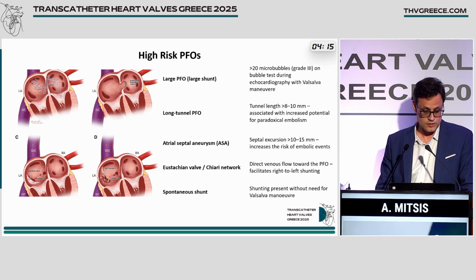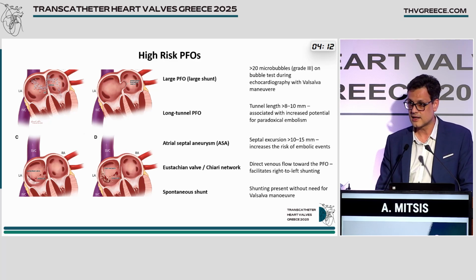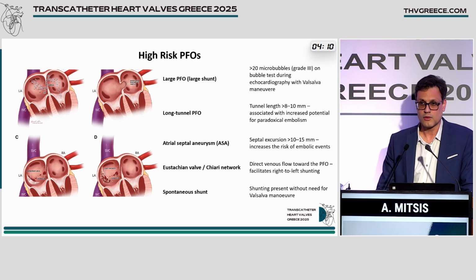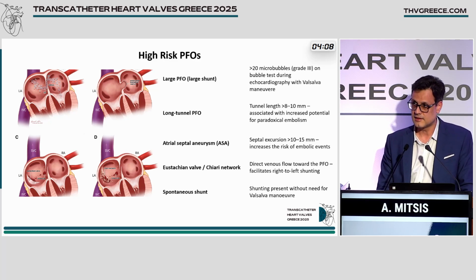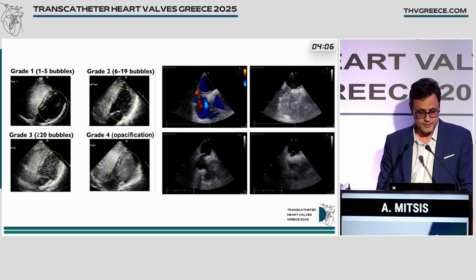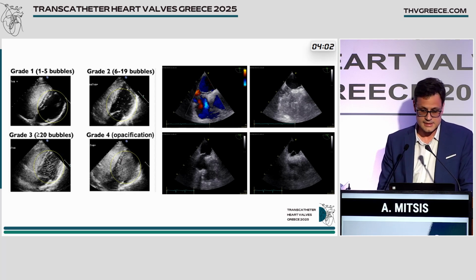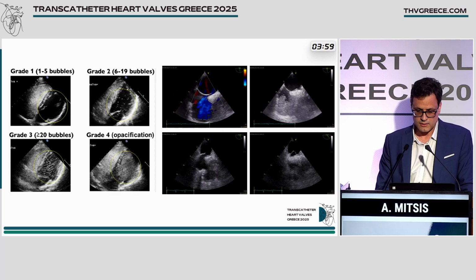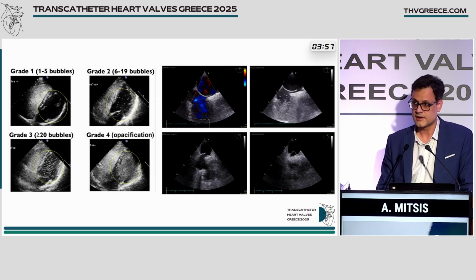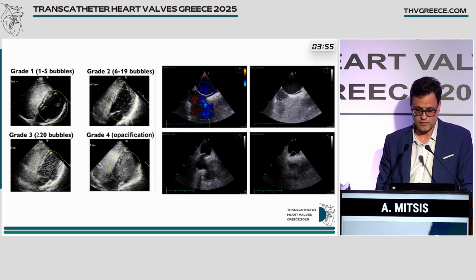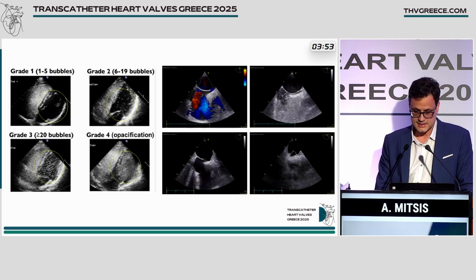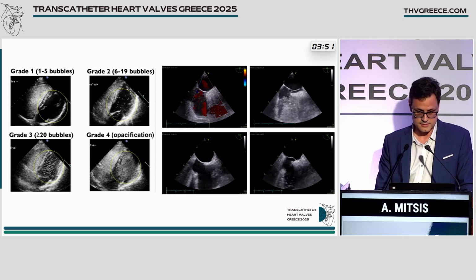If there is a presence of a Eustachian valve and Chiari network, or if there is a PFO that is always open and doesn't need a Valsalva maneuver. The size of the PFO, we can judge it with a bubble test. And over here, we have the other two major risk characteristics. This is the PFO with a large tunnel, and this is a PFO with an aneurysm.